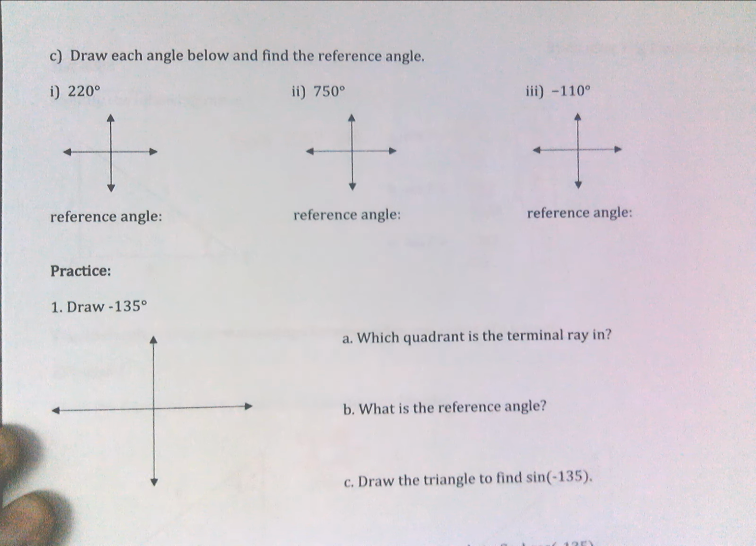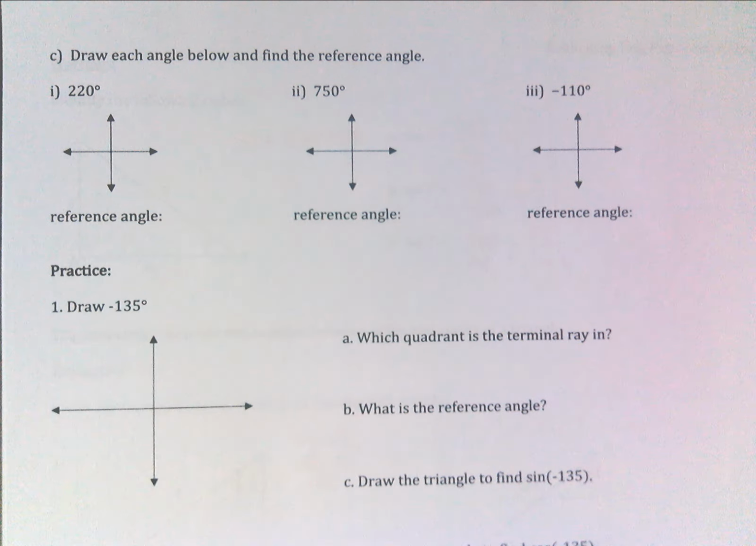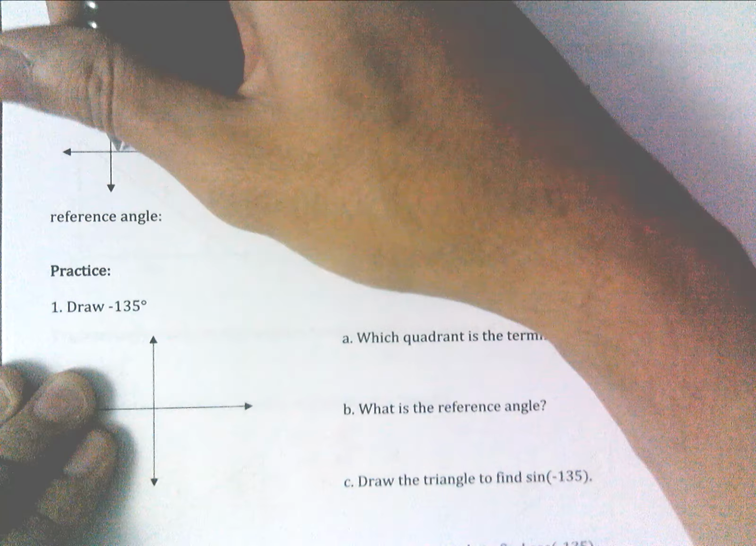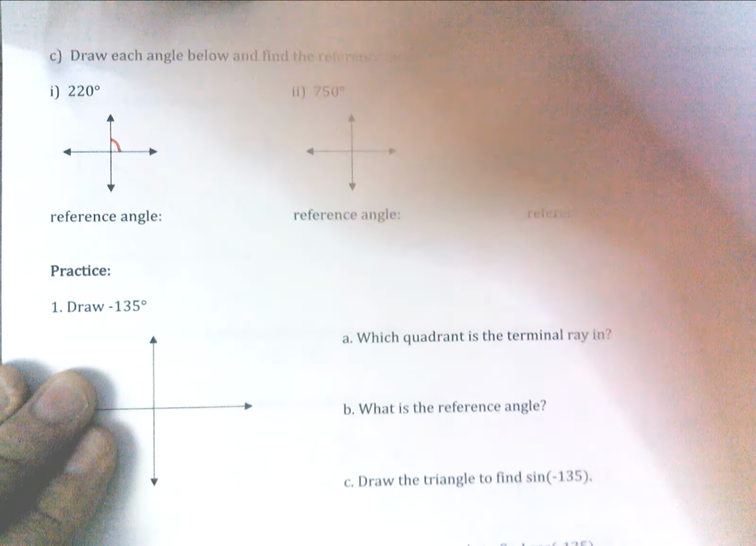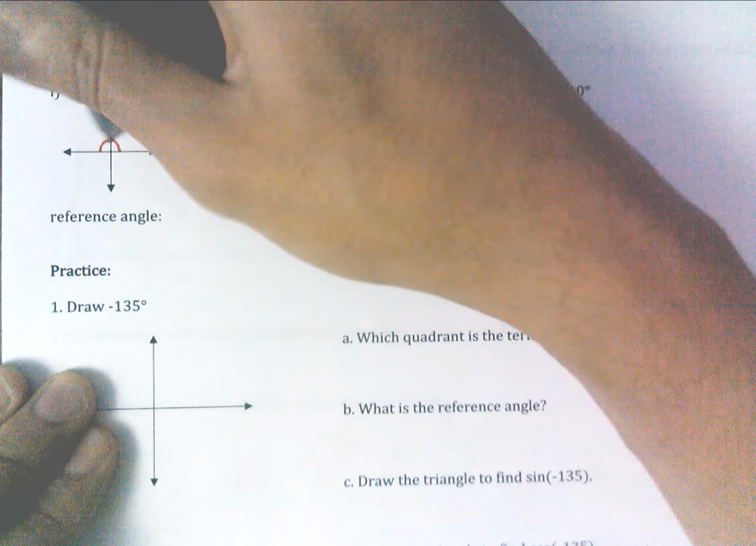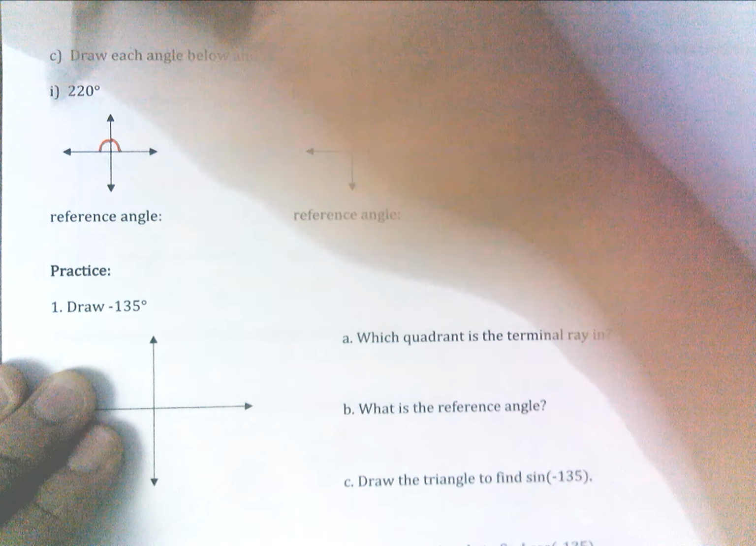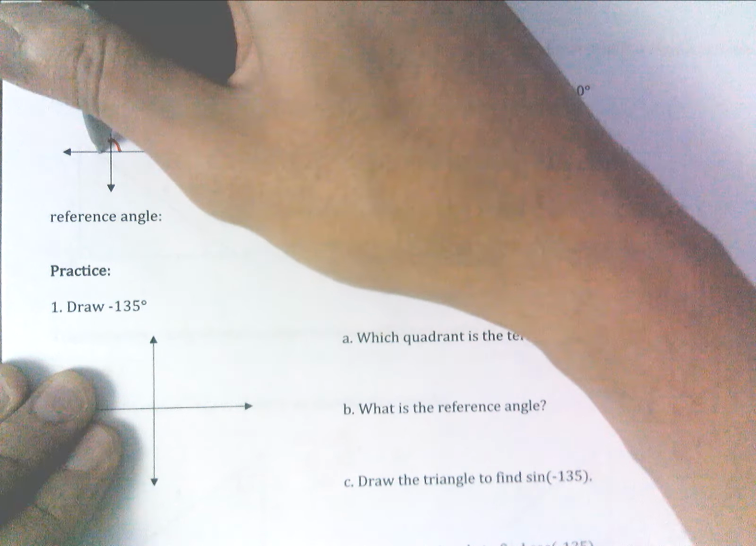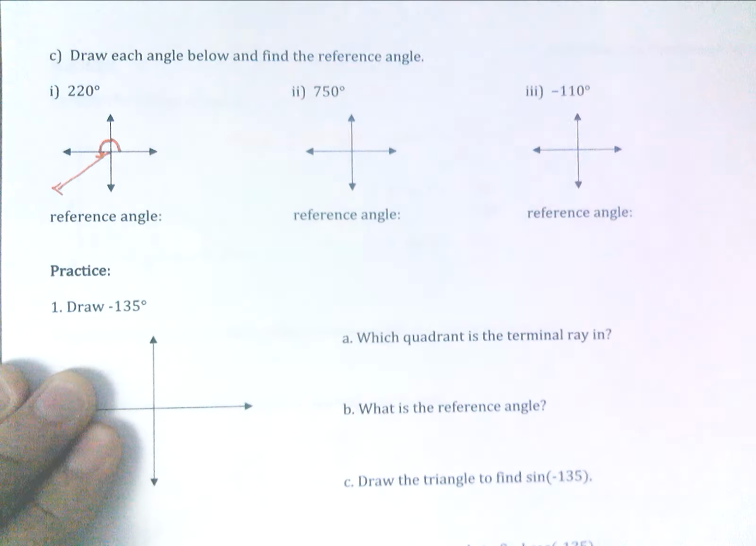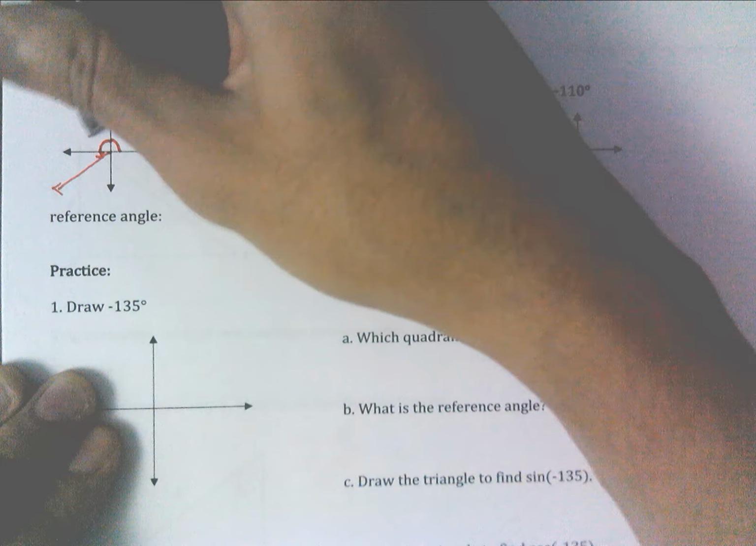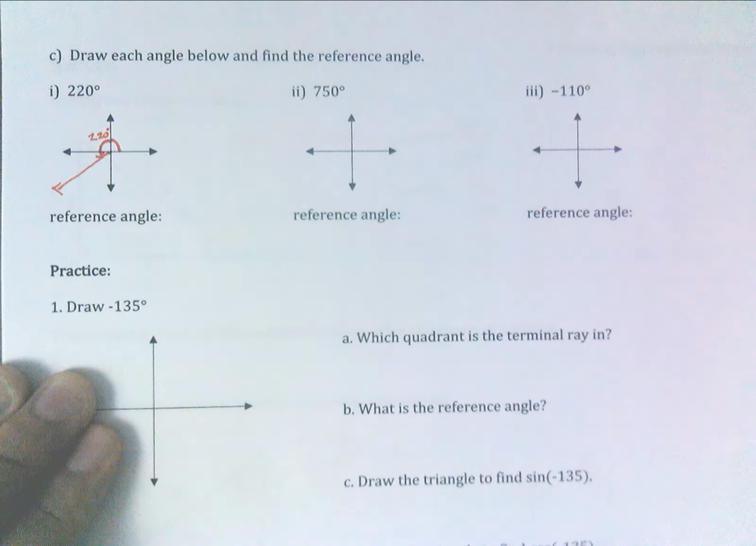Here I have 220 degrees. We're going to, again, start on the positive x-axis, and we're going to go counterclockwise, 220 degrees. So if we go up here, that's 90 degrees. Continue going around. A half rotation is 180 degrees. 220 degrees is just before 3/4 of the way around. So our terminal ray is going to be in quadrant 3. Okay, so 220 degrees around is going to land in quadrant 3. So that's our terminal ray.